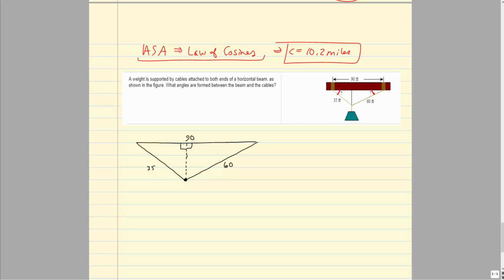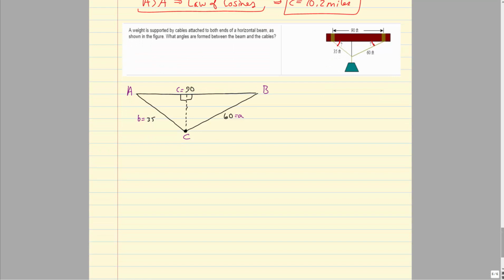I don't know if that's going to be useful or not, but for now, let's go ahead and look at this in terms of side, side, side. So if I label this triangle, I'm going to call this A, side A, B, side B, C, side C. So when we set this up, I am basically trying to figure out what this angle A is right here.